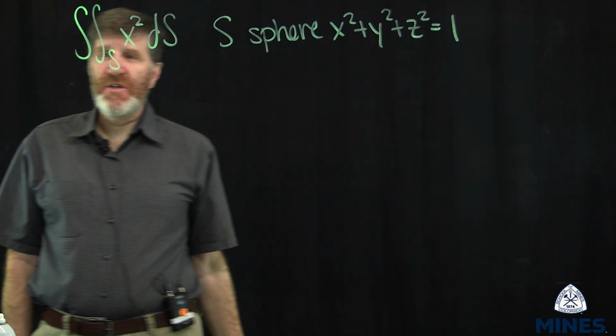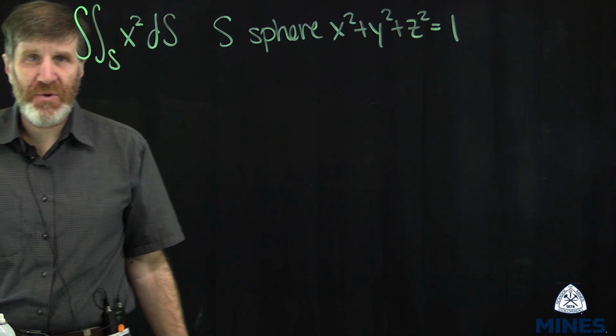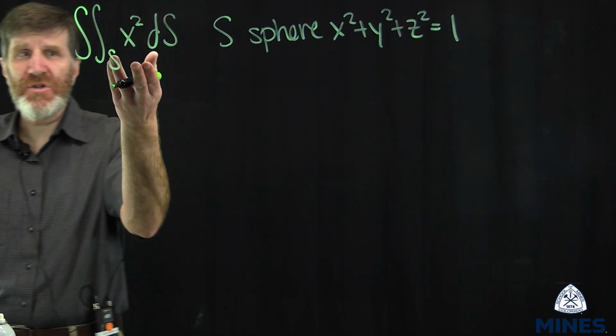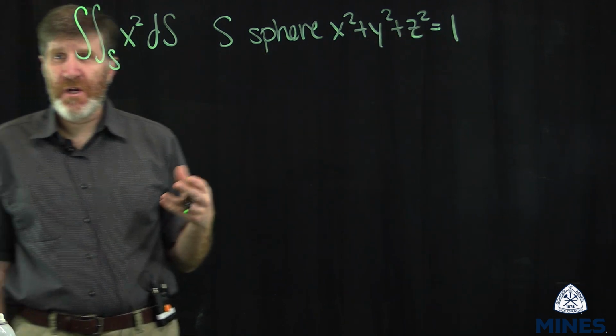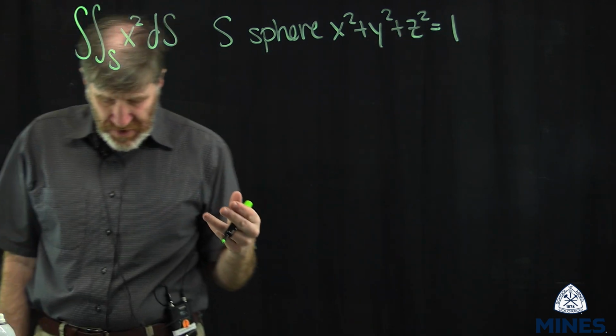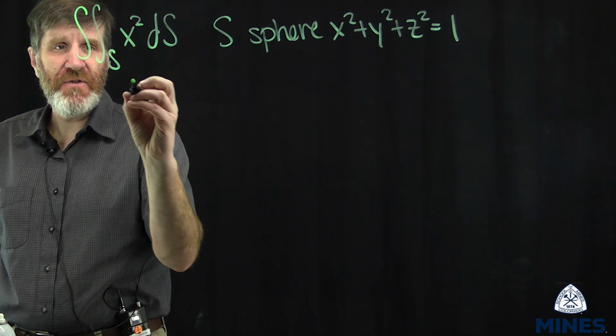All right, let's do a surface integral. This is our first look at an example of a surface integral. We're going to integrate the function x squared over the surface that's just the sphere of radius 1. So to do the surface integral, we need the parametrization of the sphere.